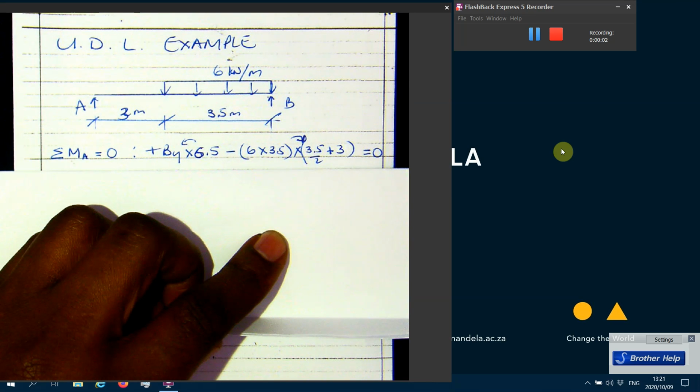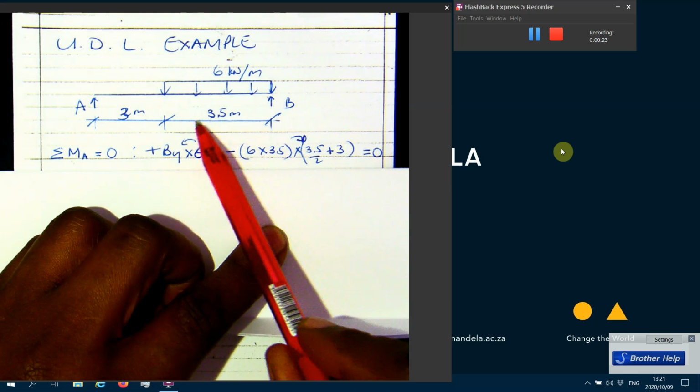Hello everyone. One of the students requested that I do another video explaining the concept of uniformly distributed load. So I'm doing that now using an example. It's a worked example. The uniformly distributed load is 6 kilonewtons per meter over 3,5 meters.